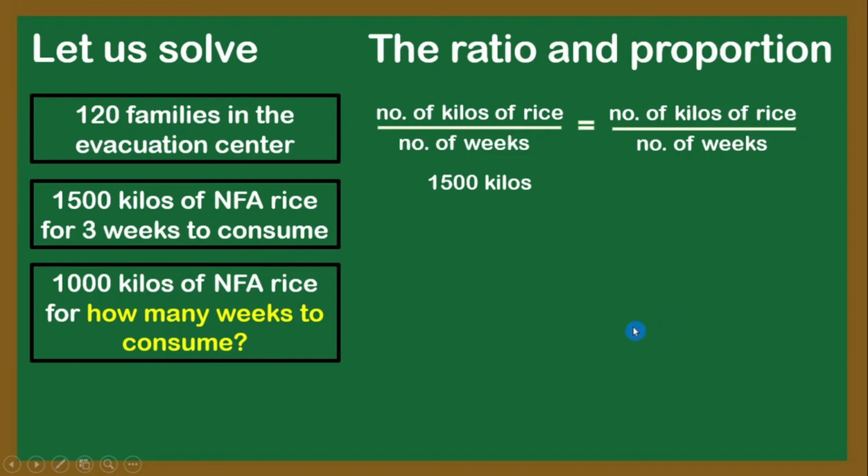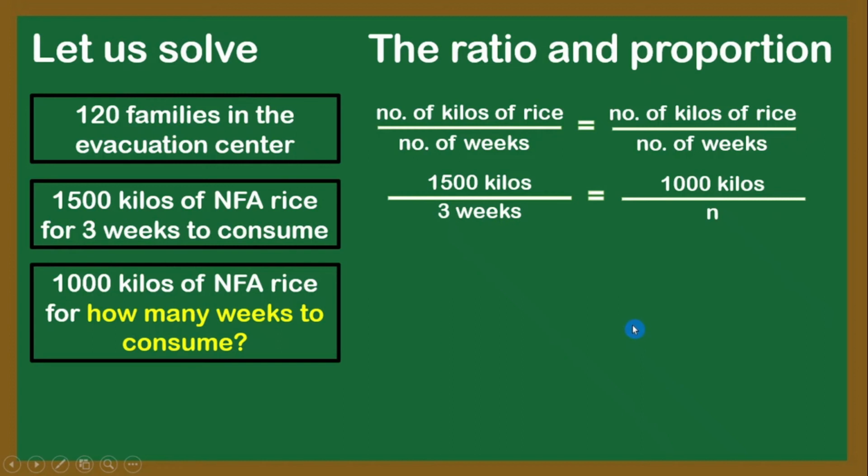The number of kilos of rice, yung una ay 1,500 kilos and they consume it in 3 weeks. And 1,000 kilos of rice for how many weeks? And this will be our proportion. We have now 1,500 kilos of rice is to 3 weeks equals 1,000 kilos of rice to n. Yung n, yun yung hinahanap natin o isosolve. So, it is a direct proportion. So, what are we going to do?